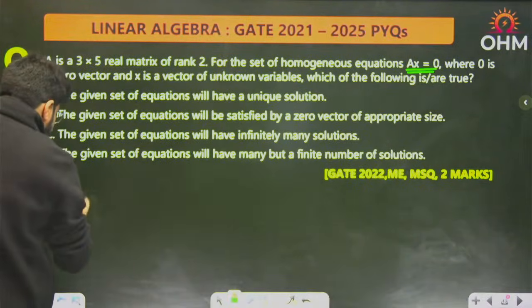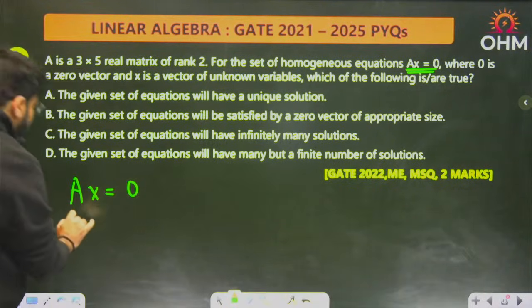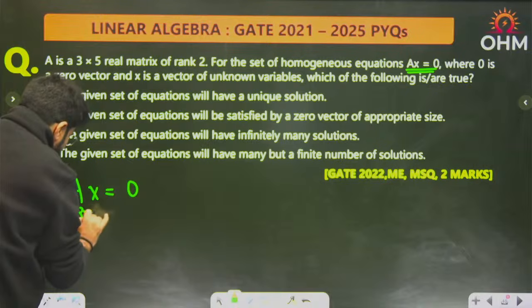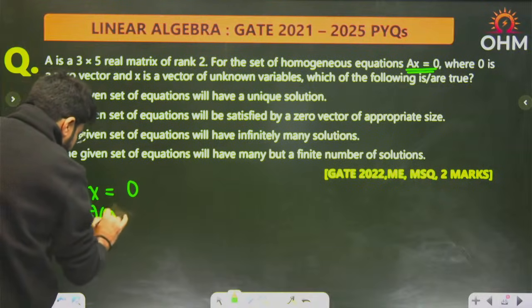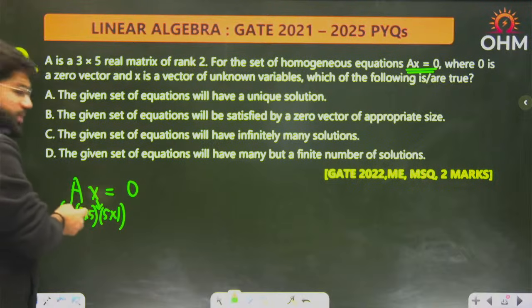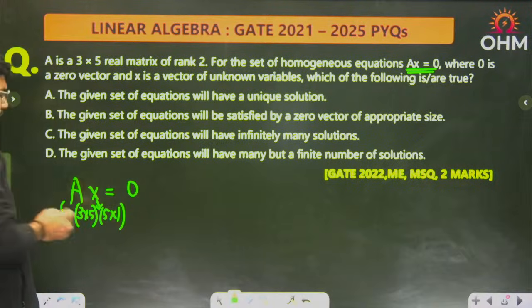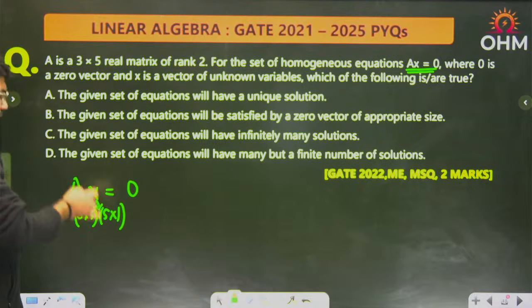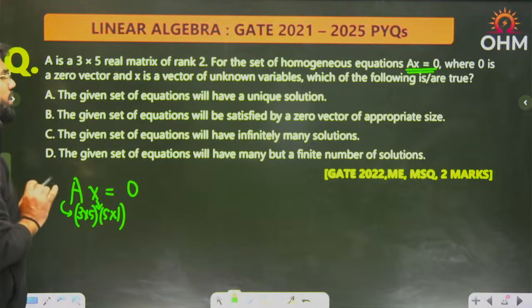Homogeneous set of equations Ax equal to 0, where A is a 3 cross 5 matrix. If A is 3 cross 5, the number of variables is 5, so x will be 5 cross 1. A is 3 cross 5, then only matrix multiplication will follow, right? The number of columns of the first should be the number of rows of the next. So x is a column vector. How many entries? 5.